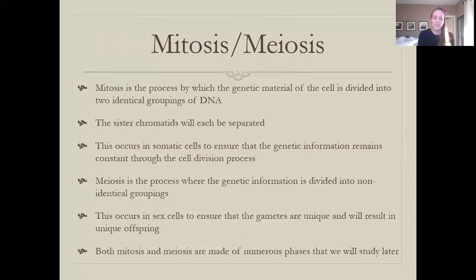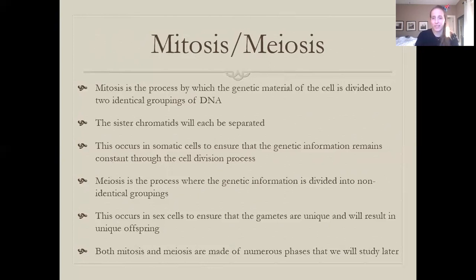And then meiosis is when you divide the genetic information into non-identical groups, and also cut the number of chromosomes in half, so you go from diploid to haploid. That is done in the sex cells to make sure that all of your gametes are unique, so that all of your offspring will be unique. It also makes sure that the sperm and egg have half the number of chromosomes of a normal body cell, so when they fertilize each other, you go back to having the normal amount of chromosomes.